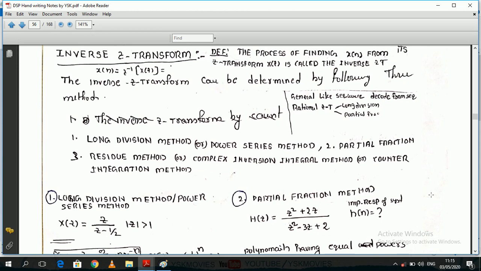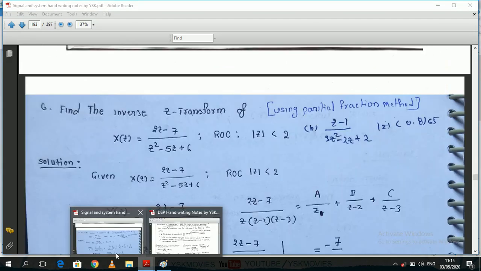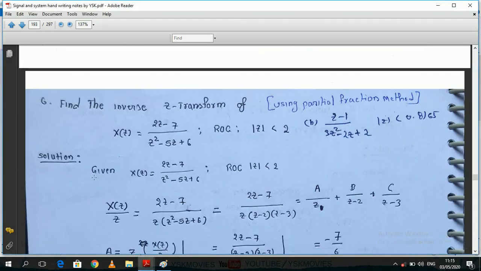The process of finding x of n from its Z transform x of z is called the inverse Z transform. The inverse Z transform can be found by the following 3 methods: the long division method, the partial fraction method, and the residue method. By using these 3 methods we can solve the inverse Z transform. Okay, how can we find it?